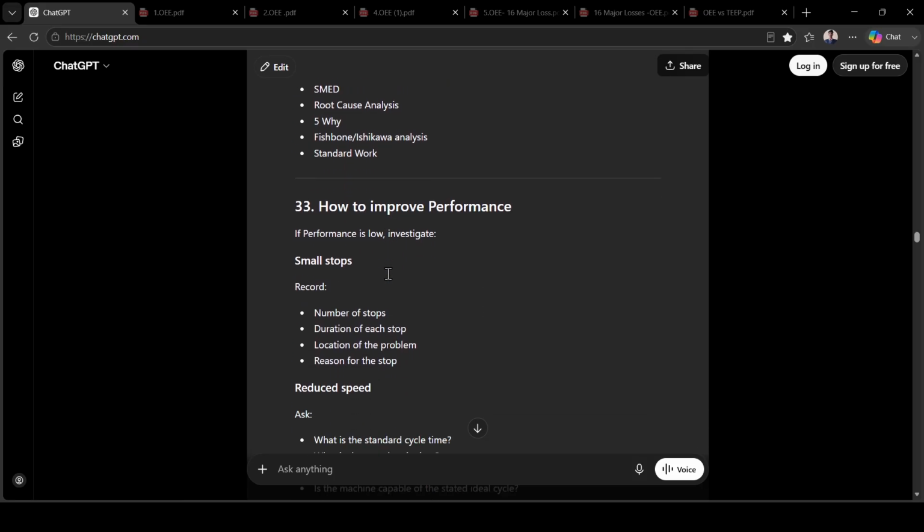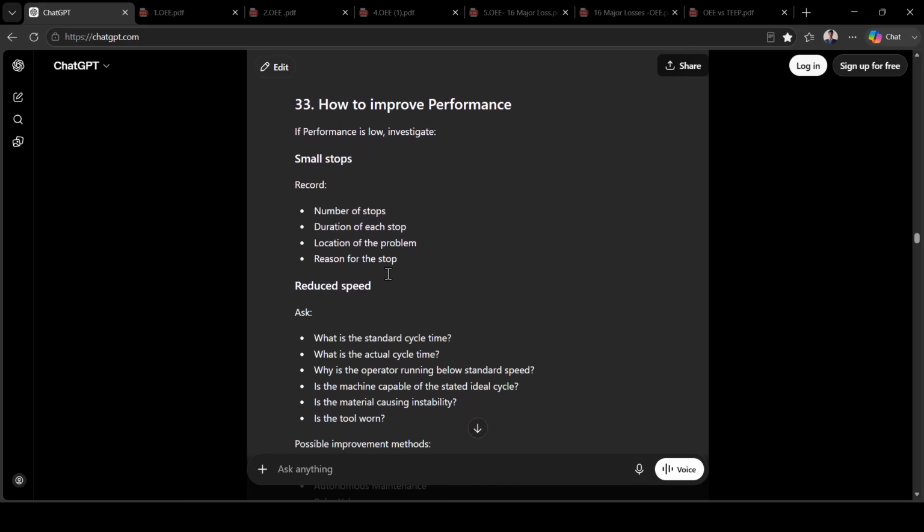So how to improve performance? If performance is low, investigate small stops: record the number of stops, the duration of each stop, the location of the problem, and the reason for the stop. Reduce speed.